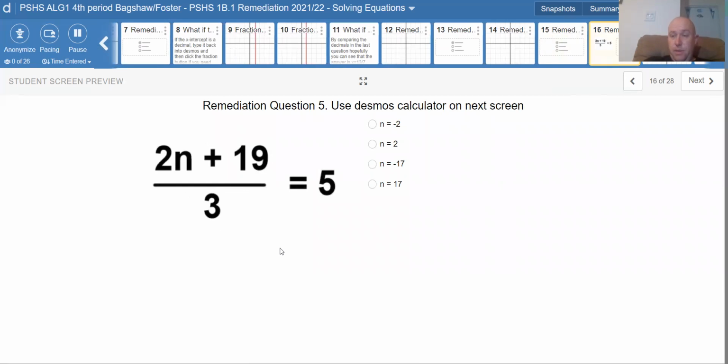Now, this question caused quite a bit of problems actually on the test. A lot of people have forgotten the steps for this. So if you're doing this by hand, the step is, this is a fraction here, which means divide. So you're dividing by 3. So the first step is actually to multiply by 3.